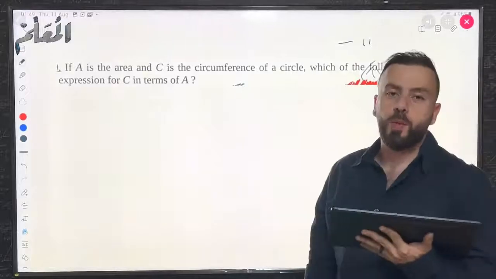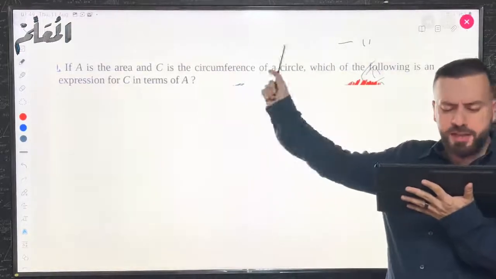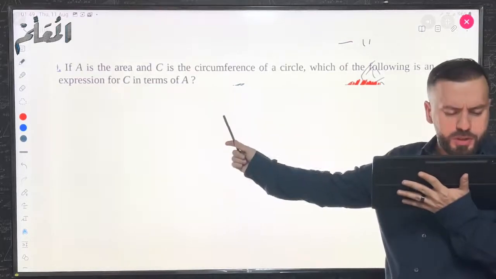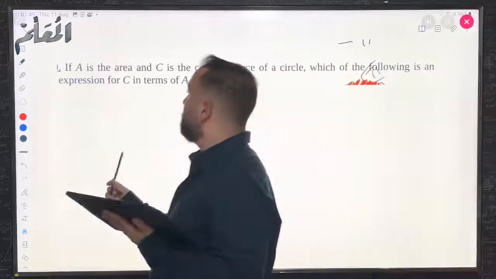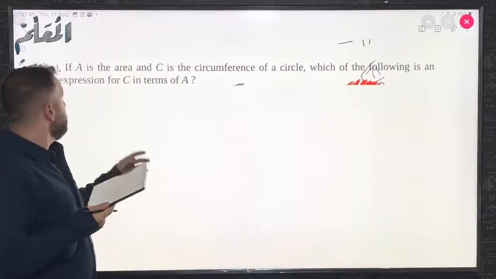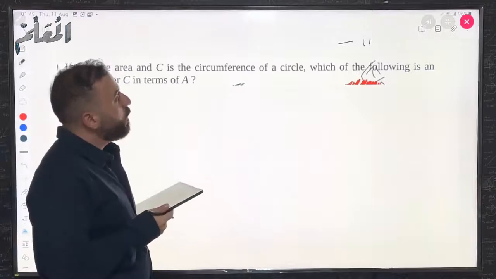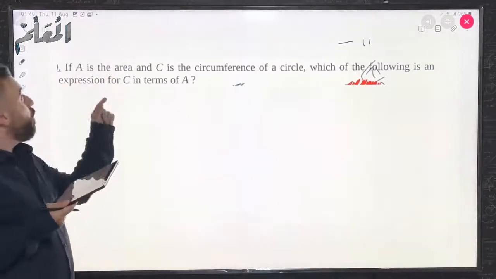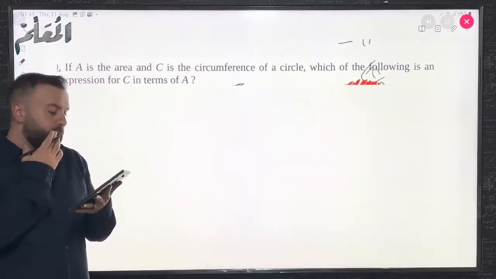Okay, same, question 2. Check this question. If A is the area and C is the circumference of the circle, which of the following is an expression for C in terms of A? Okay, so I have 2 expressions.